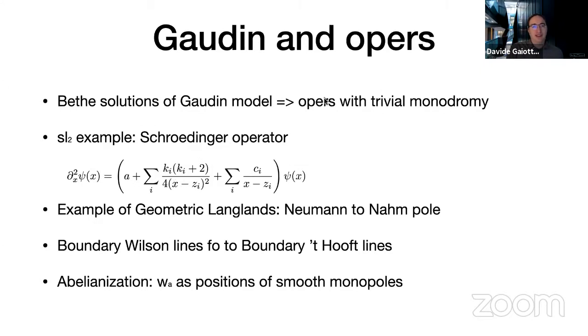An oper is said to have trivial monodromy if the residues at these poles have been adjusted carefully so that the monodromy is not logarithmic, but trivial. If you look at what conditions are required for this to happen, you get some very complicated polynomial equations in the c_i. But it turns out these polynomial equations can be recast in the same form as the Bethe equations for the Gaudin model.